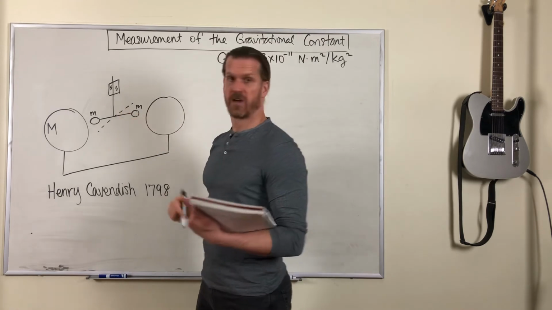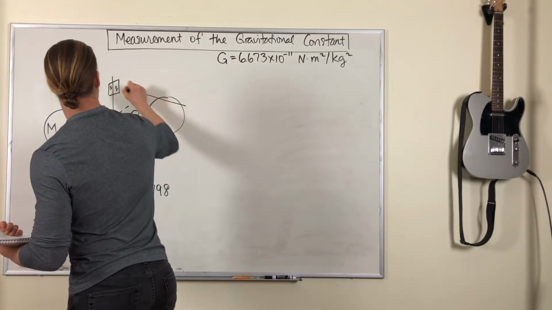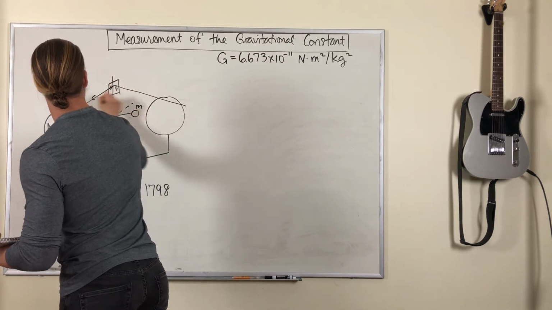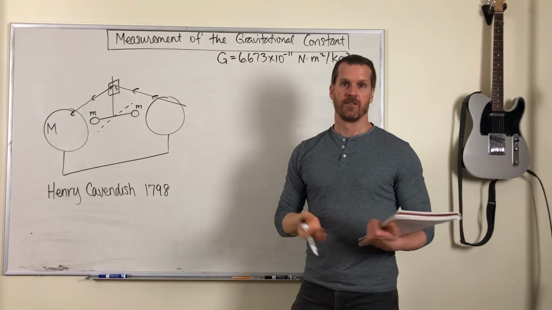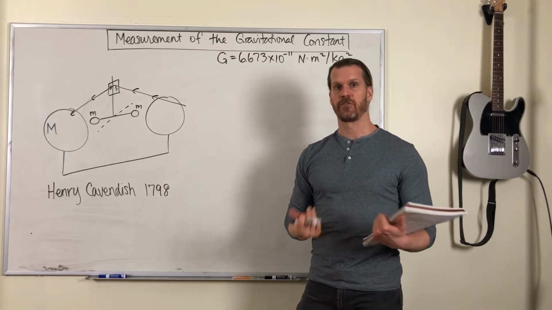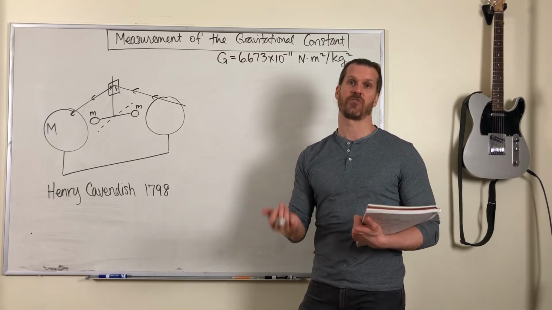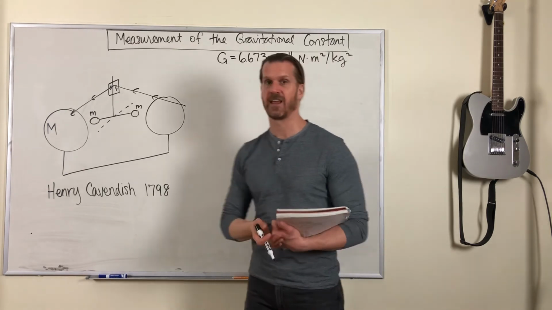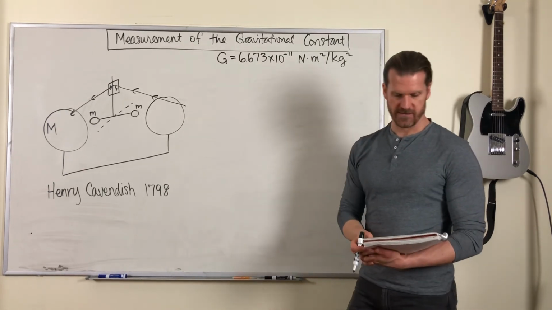So you can measure the amount of twist that occurs by shining a light beam on this mirror and observing the angle of deflection of that beam on the mirror. And this turns out to be a very sensitive experiment, a very precise way for the time, for 1798, of measuring the universal gravitation constant, capital G.